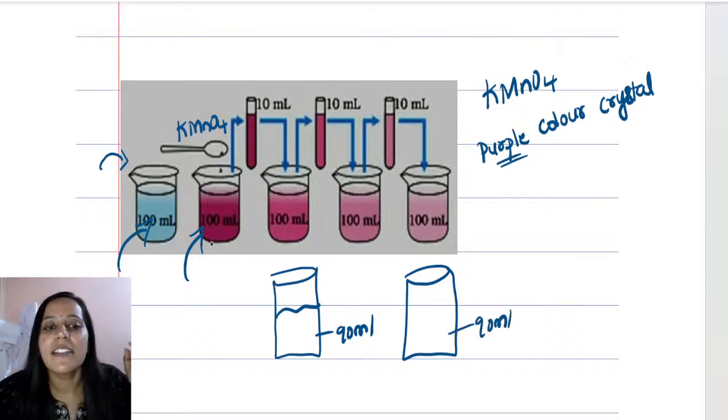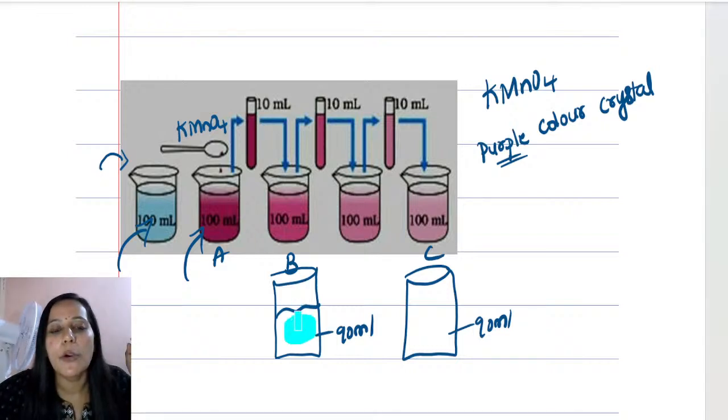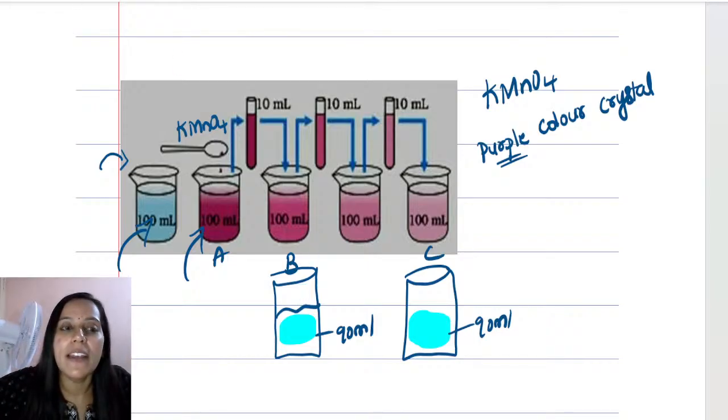So let us consider this as beaker A and the others as beaker B and beaker C. Even in beaker B and beaker C, I am taking some amount of water. In beaker B and beaker C also I am taking some amount of water. So what I am doing here is, I will collect 10 ml.